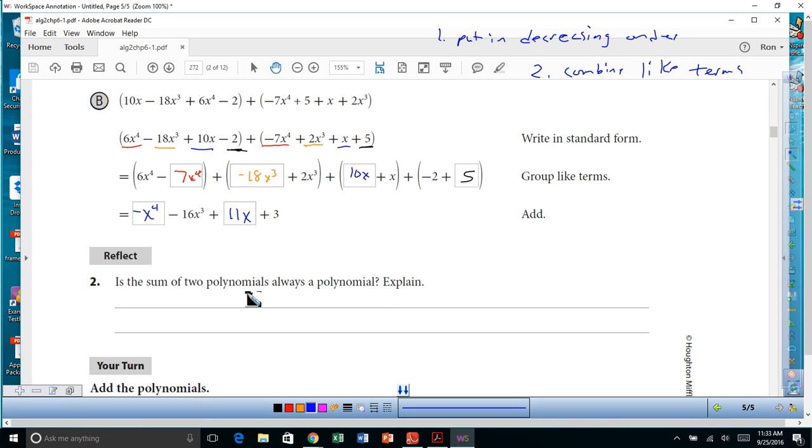Is the sum of two polynomials always a polynomial? Yes. Always, yes. See these terms here? All you're doing is combining like terms. That's all you're doing, is combining the like terms. So what's it going to do? It's still going to be a polynomial.